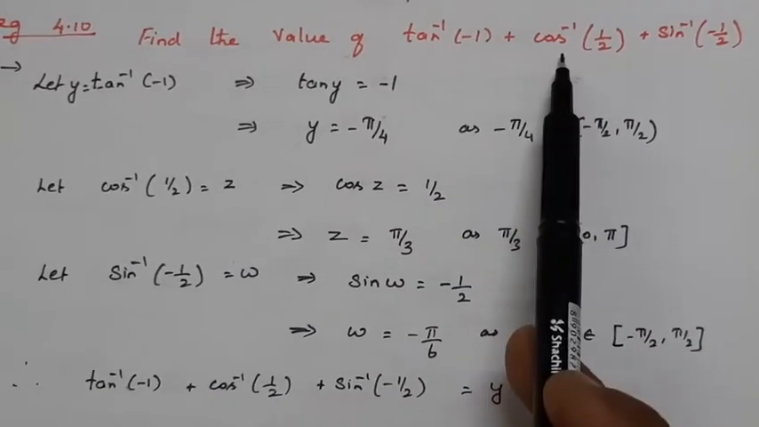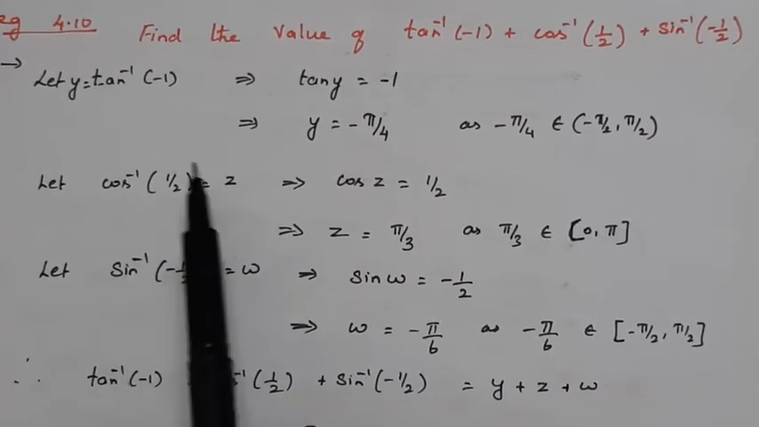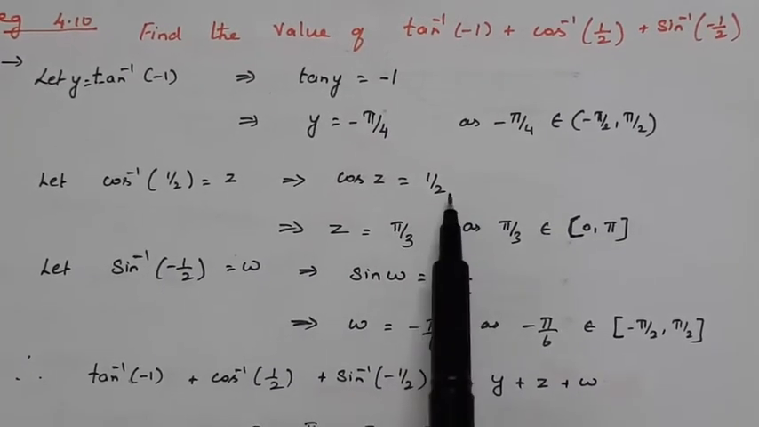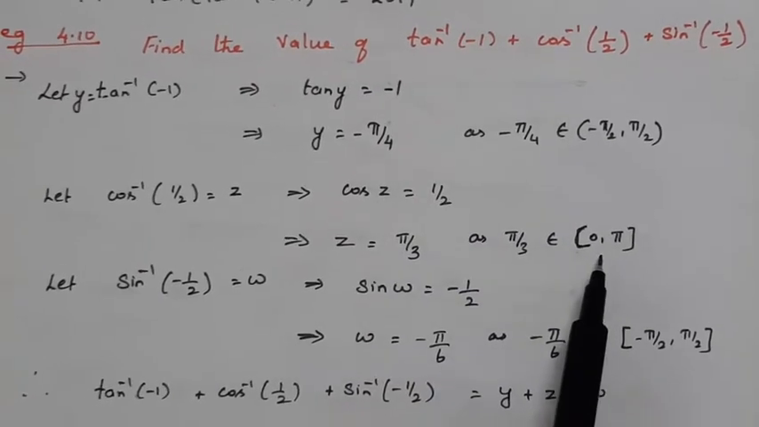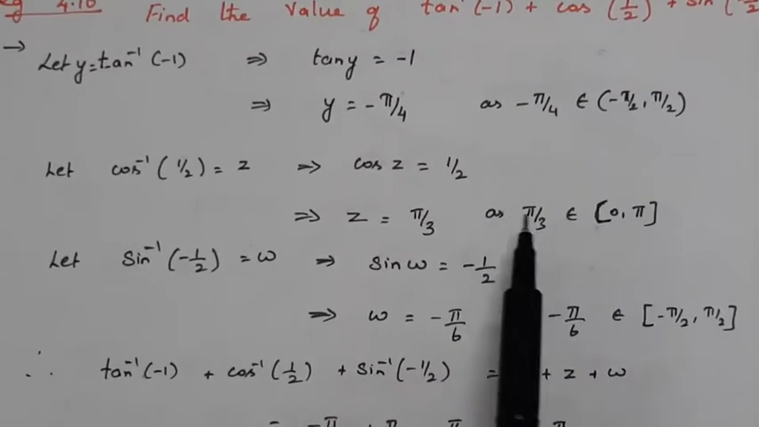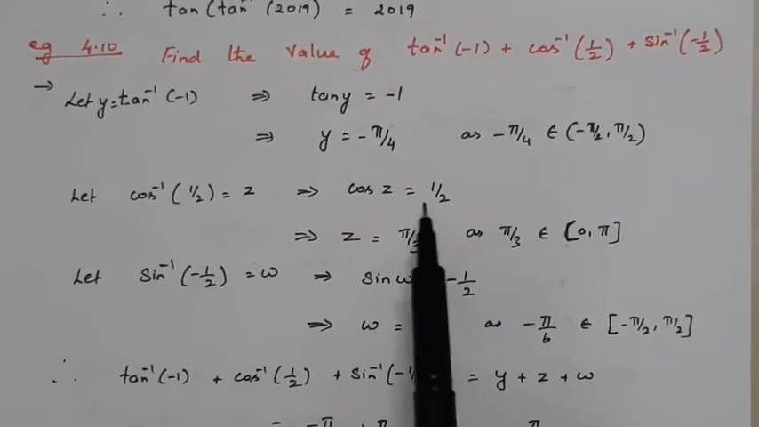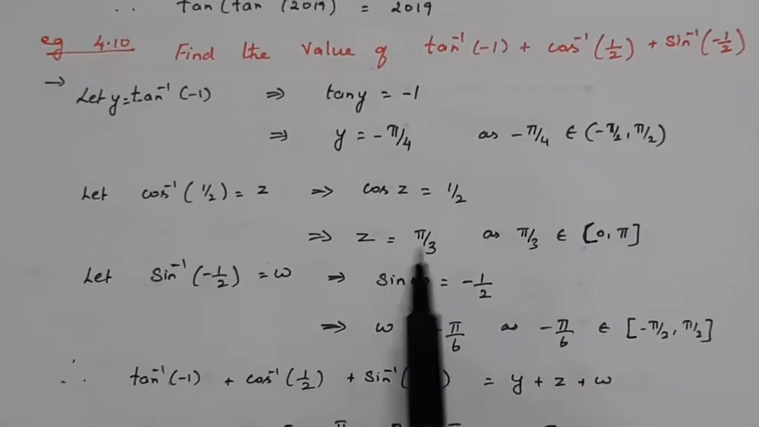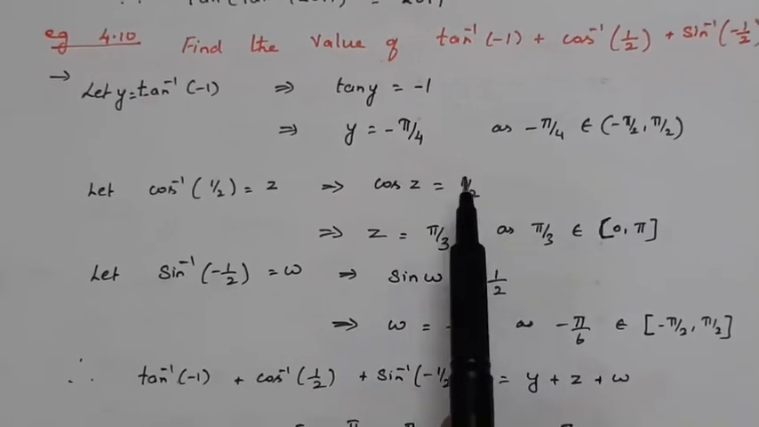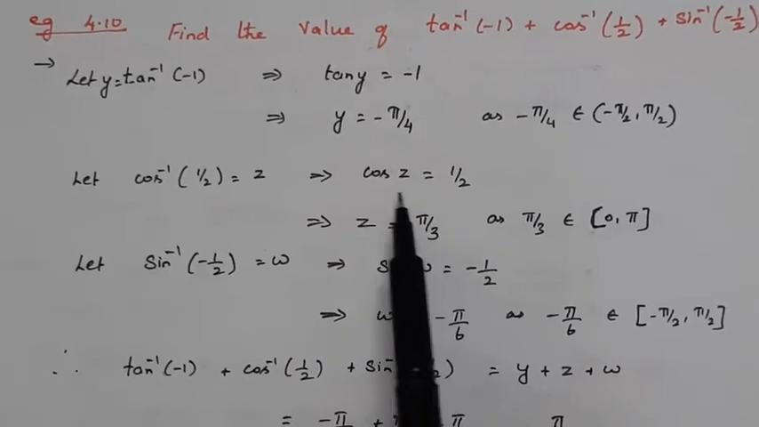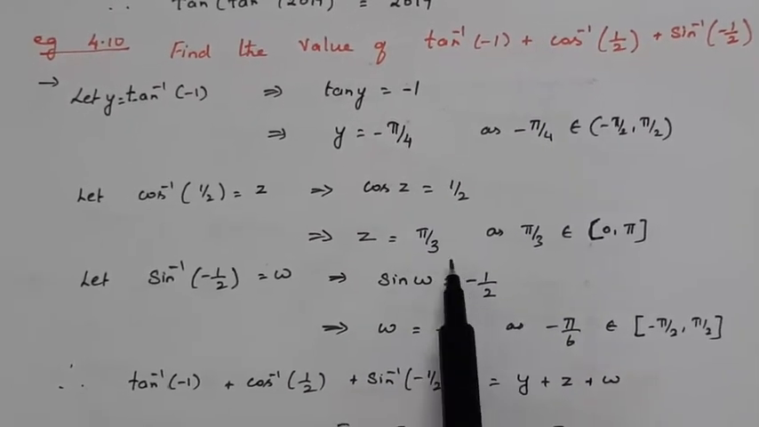Now coming to the second term, let the second term be some z such that cos z is equal to 1 by 2, as it is positive. You know that for cosine, the principal domain is the closed interval 0 to pi, okay? So you have to choose the angle in such a way that the cos value will be equal to 1 by 2 and the angle belongs to the first or the second quadrant. As it is clearly positive, it lies in the first quadrant. The angle should lie in the first quadrant, and you know that cos 60 is 1 by 2, that is pi by 3. So z should be equal to pi by 3.